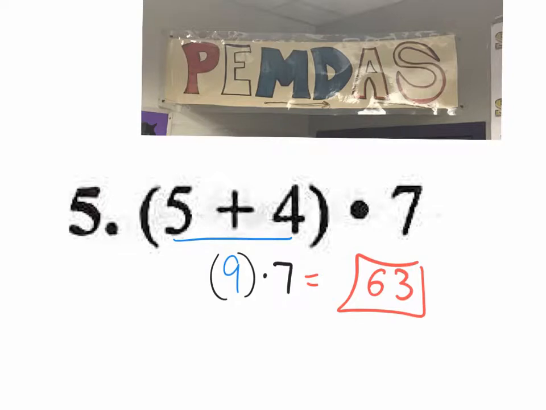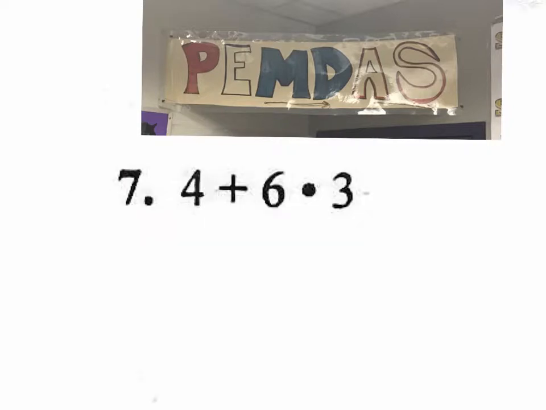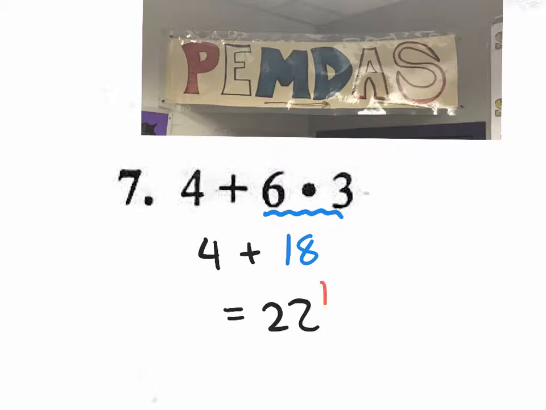Let's jump to number 7. We have 2 operations. Obviously, we do multiplication before addition. So when we multiply first, 6 times 3 is 18. Then I bring down the rest, the 4 plus 18. So 4 plus 18, that is 22. So that's our final answer for number 7. Let's jump to number 9. We're doing the odd ones.